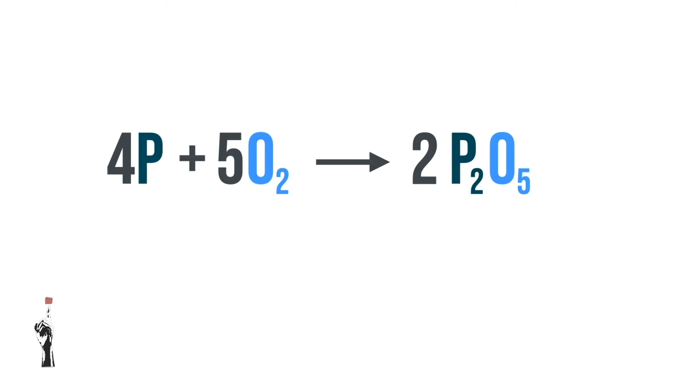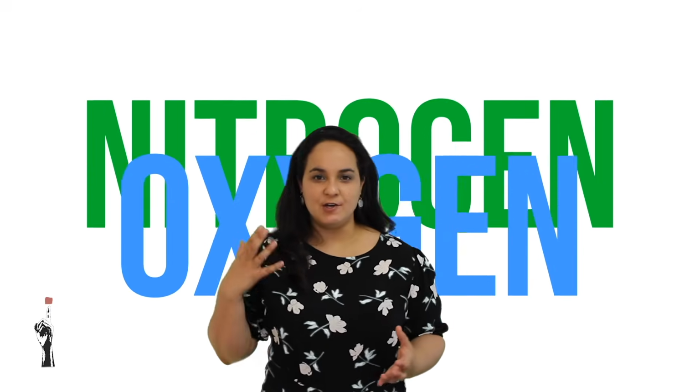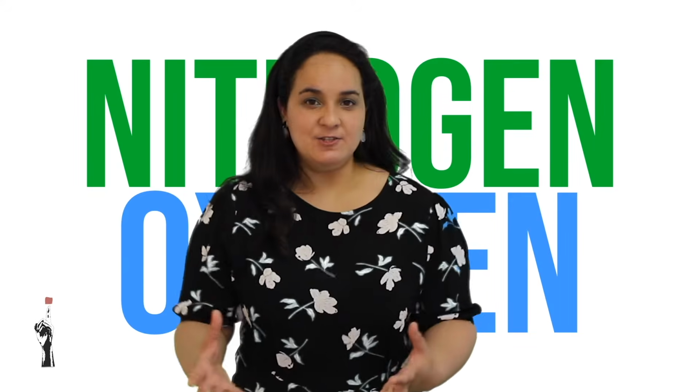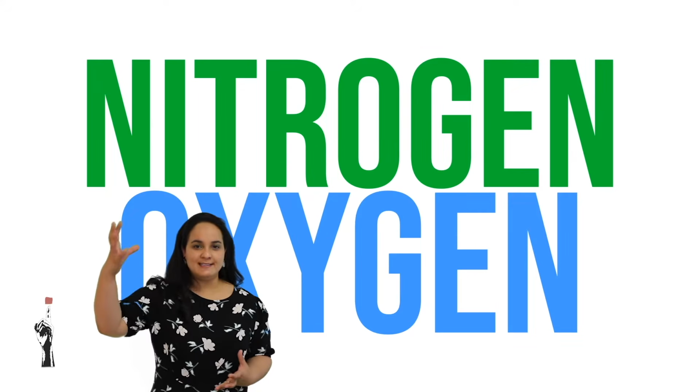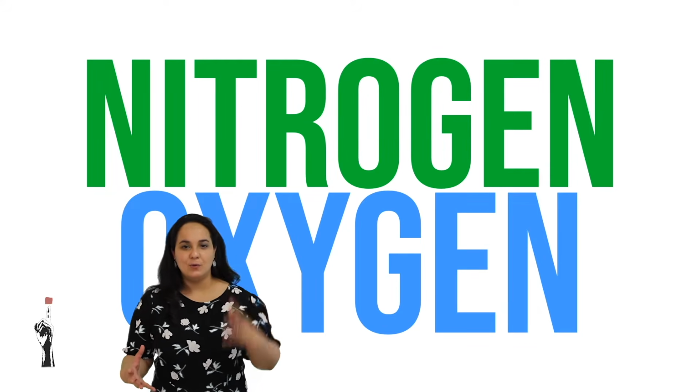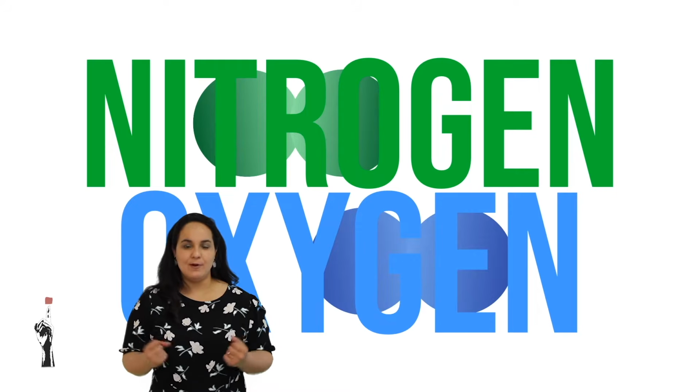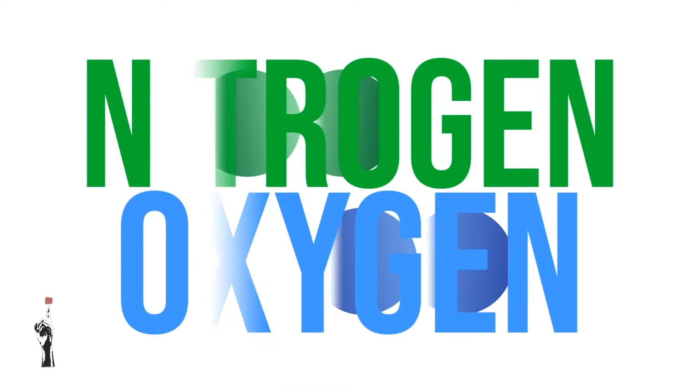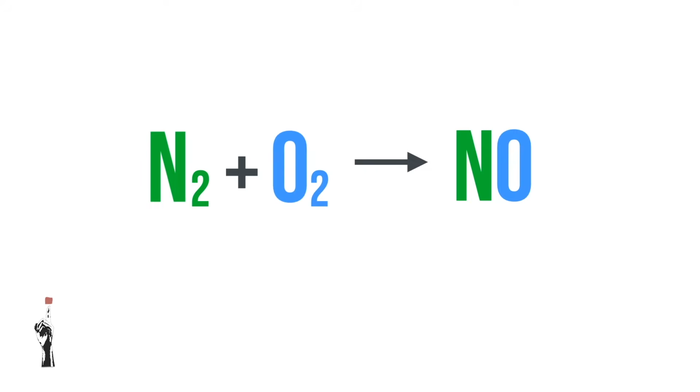This entire equation is now balanced. In our next example, we will study the reaction between nitrogen and oxygen. What is interesting now is that not only is the oxygen diatomic, but also the nitrogen. When we write the chemical formula for this equation, we will have to write N2 plus O2 will give me the product of NO. Wow, there's no subscripts with our product.